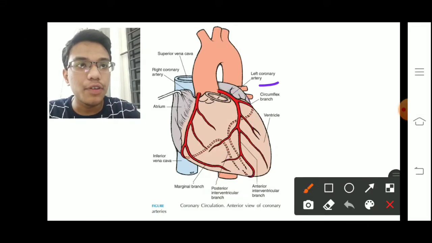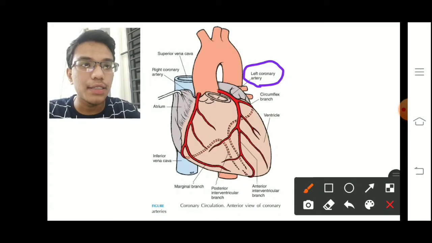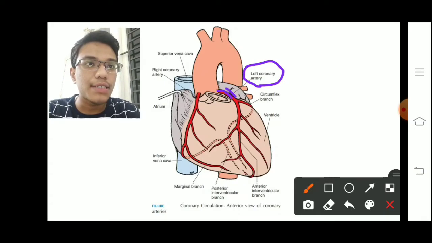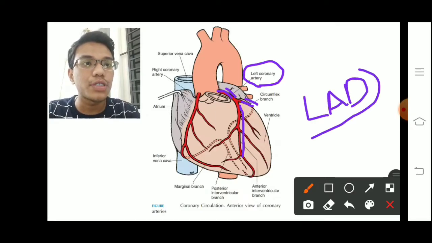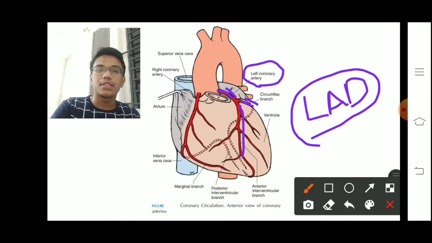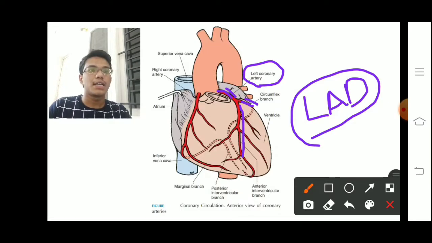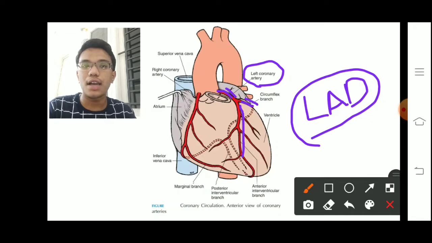This is actually the left coronary artery. I am marking it, see here, this is the left coronary artery. After giving a branch, the circumflex branch, which goes laterally, the artery becomes the left anterior descending artery, the LAD, which is the most important artery of the heart. After giving the circumflex branch, the artery is called the left anterior descending artery.